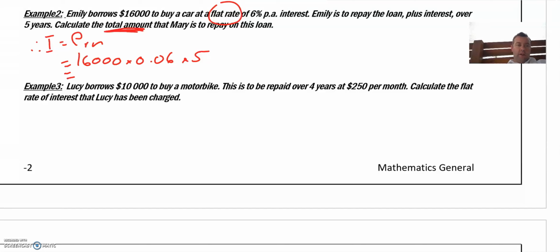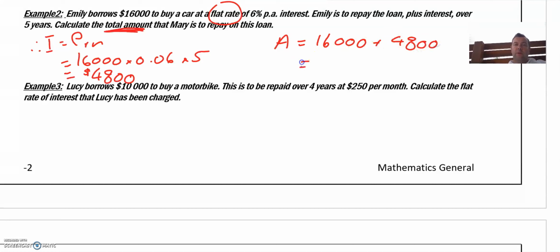16,000 times 6% times 5 is $4,800. Now, the amount repaid, we're going to use A for amount, equals 16,000 plus the interest, 4,800, which gives us a total of $20,800. Notice the difference. We had to add the principal back on here because I don't know the total amount. Keyword, total.